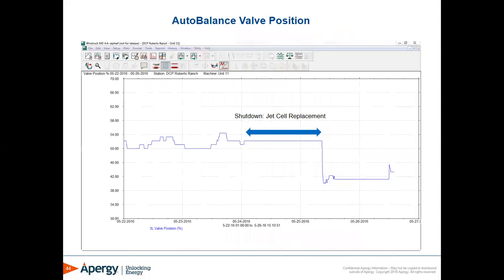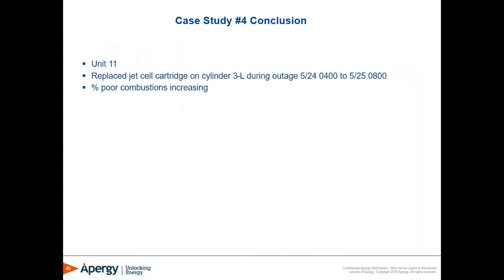Once the unit was started up, the system got good peak firing pressure, so the autobalance right here began to close that valve down. After restarting the unit following the replacement of the jet cell, autobalance adjusted that cylinder to compensate for the improved combustion. So the conclusion of this case study: replace jet cell cartridge on cylinder 3L during the outage. This was easily identified with the percent poor combustions increasing over time.